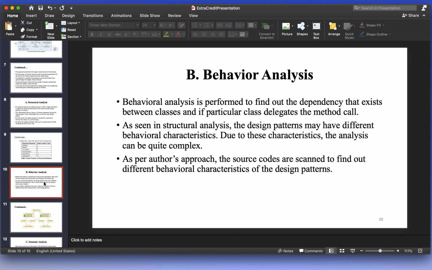Behavior analysis is performed to find out the dependency that exists between classes and if a particular class delegates the method call. As seen in structural analysis, the design patterns may have different behavior characteristics. Due to these characteristics, the analysis can be quite complex. One of the complexities is that there can be a range of possible implementations for similar expected behavior.